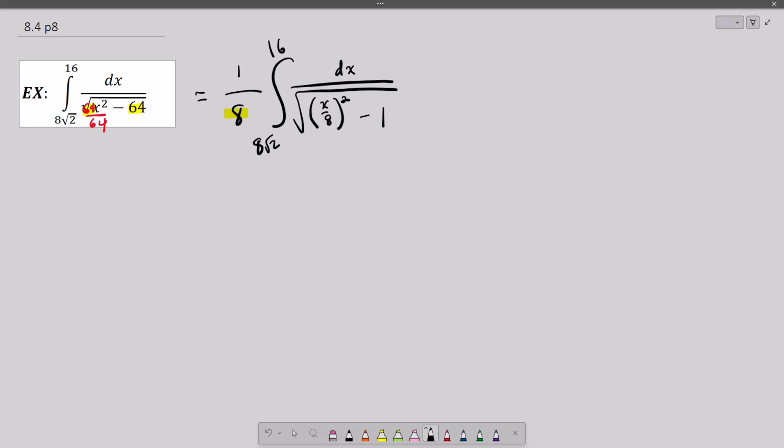And then sine, secant, or tangent? Secant. So sum of squares, tangent. Difference of squares, sine or secant. When it's a trailing 1, it's always going to be secant, because secant squared minus 1 is tangent squared. 1 minus sine squared is cosine squared. So x divided by 8 will be secant of theta. And then we take the derivative.